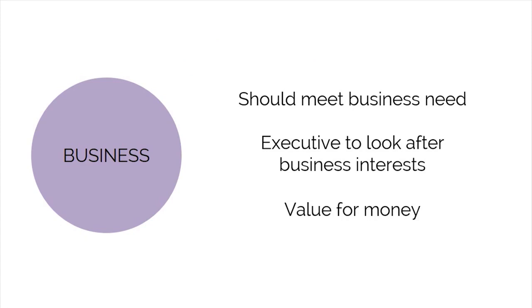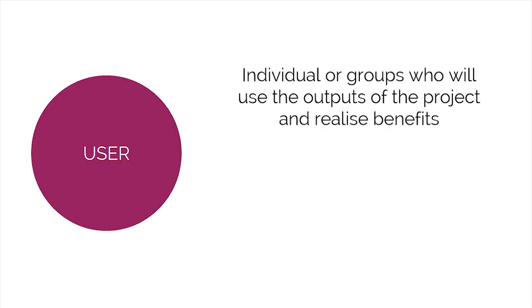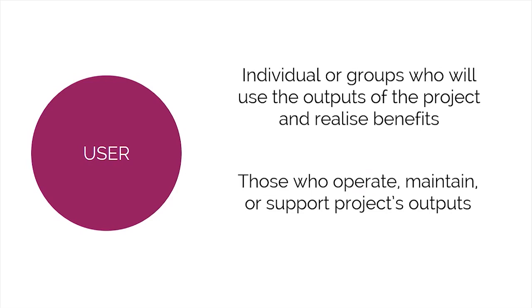The second project interest is that of the user. Now, user represents those individuals or groups who will use the outputs of a project to realize the benefits after the project is complete. For instance, for a mobile phone manufacturing company, users are those who will purchase and use phones after they're out for sale in the market. Users can also be those who will operate, maintain, or support the project's outputs.